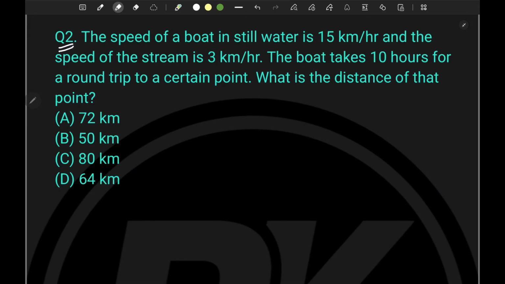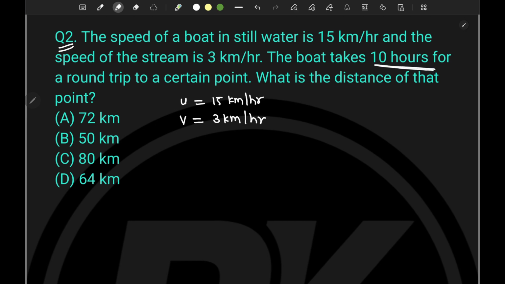So here is question number 2. As I said, we have to write down while reading the problem. The speed of the boat in still water is 15 kilometer per hour, and the speed of the stream is given, which is 3 kilometer per hour. The boat takes 10 hours for a round trip to a certain point. What is the distance of that point?